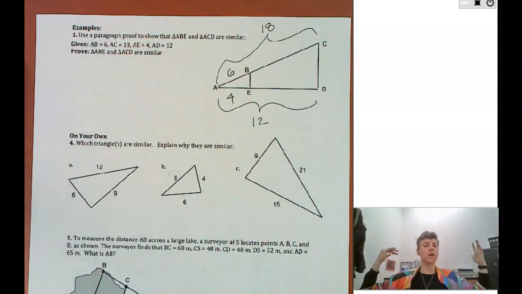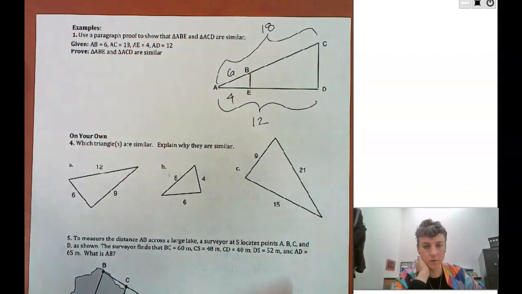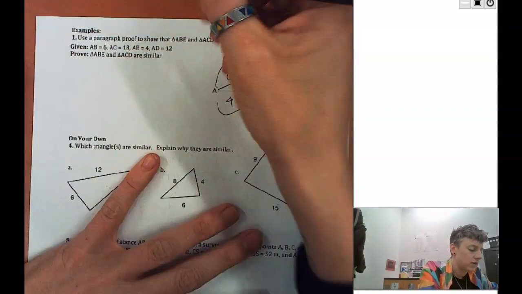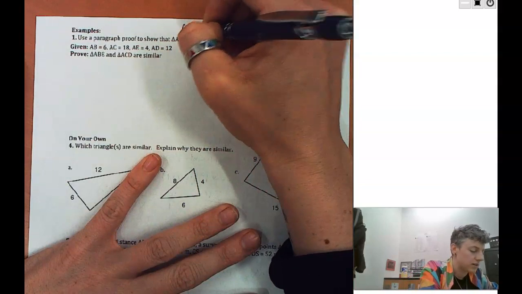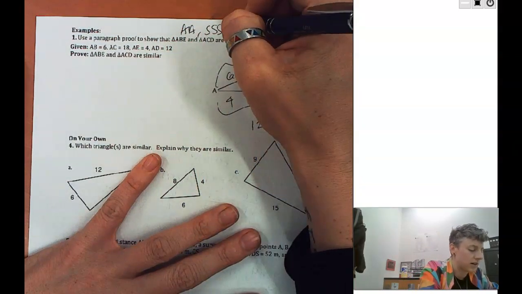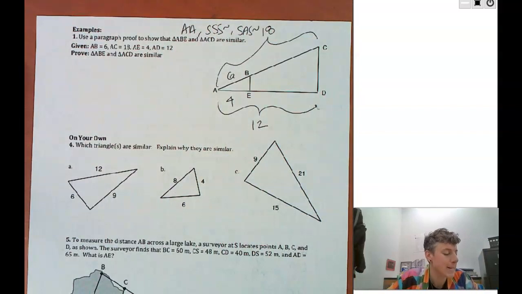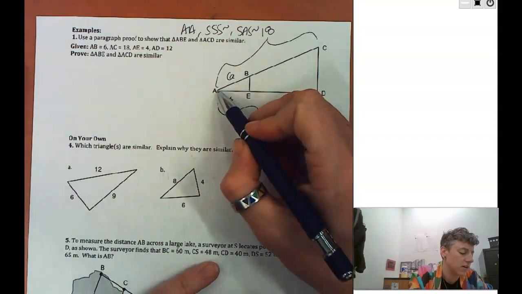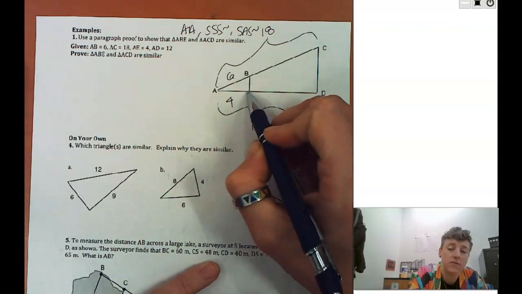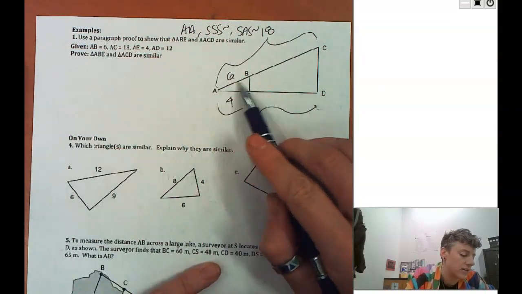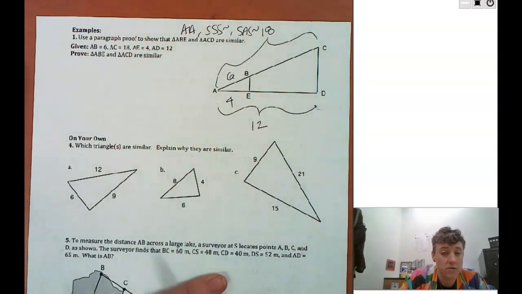Why are these two triangles similar? Almost said congruent, but I meant to say similar. What are our choices for proving things are similar? We could do angle, side, similarity, or side, angle, side, similarity. Well, we're given two sides. I have AB and AE of the tiny triangle, and we have AC and AD of the big triangle.